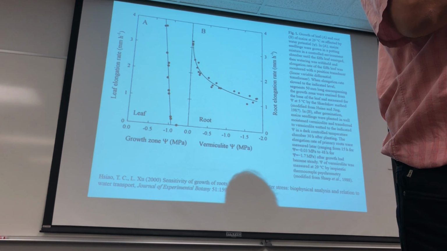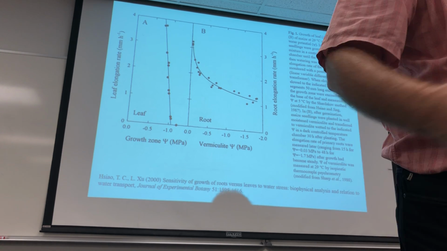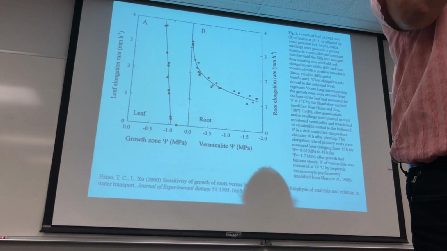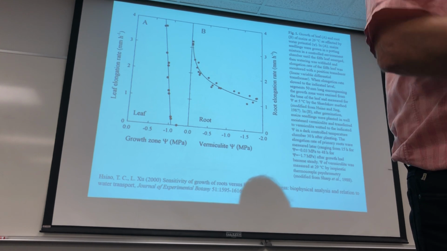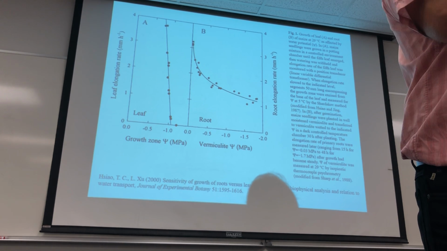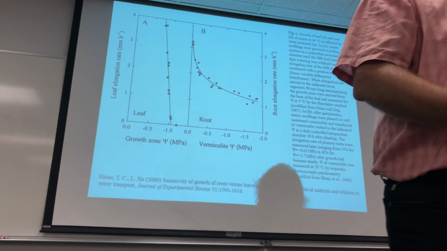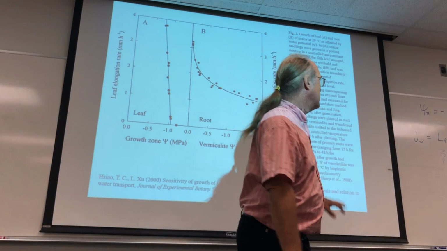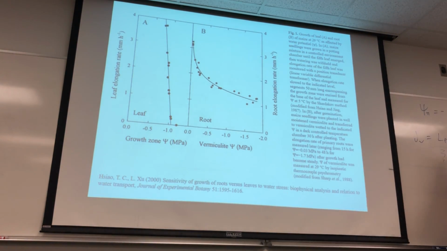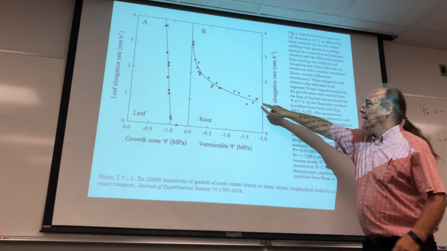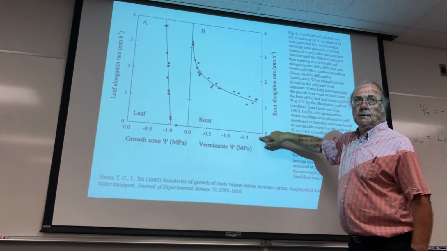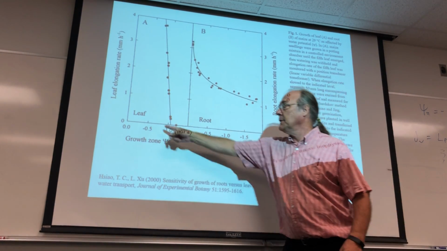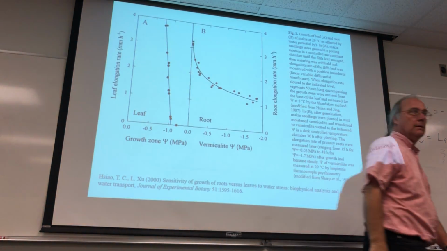Increasing the root to shoot ratio, increasing the root length per unit leaf area so that each part of the leaf has more roots supporting that part of the leaf to get water. And so that's the result of not having this root cell elongation go to zero in the face of water stress, even though the leaf does go to zero.